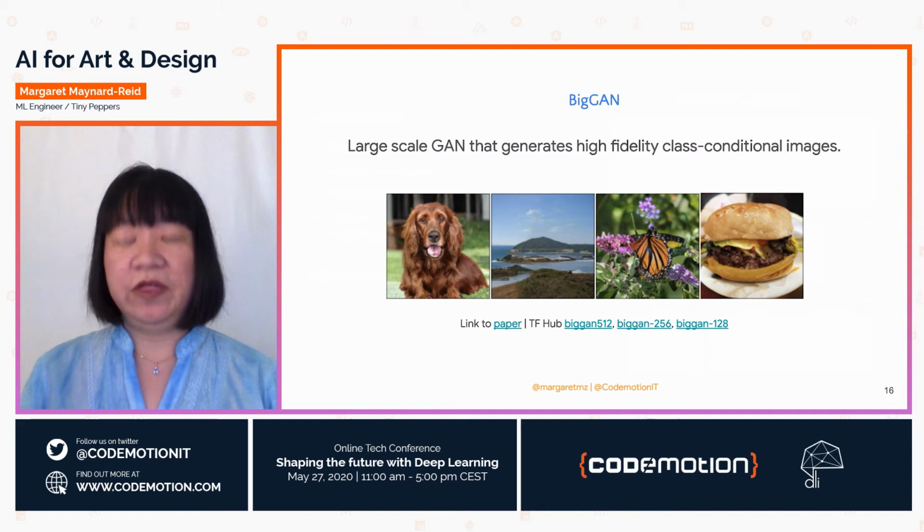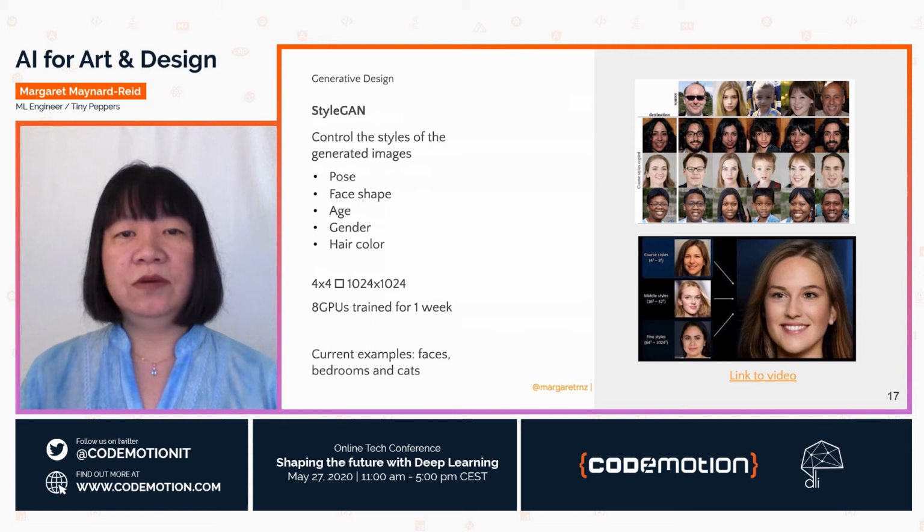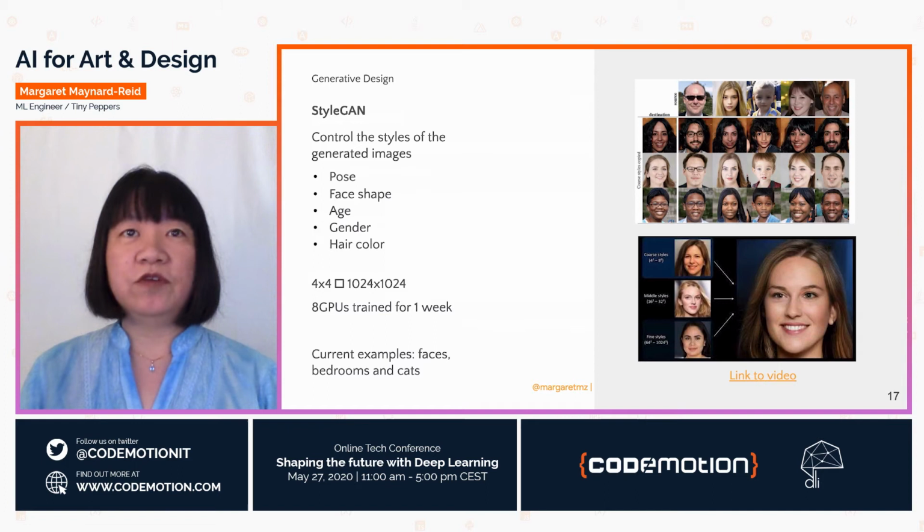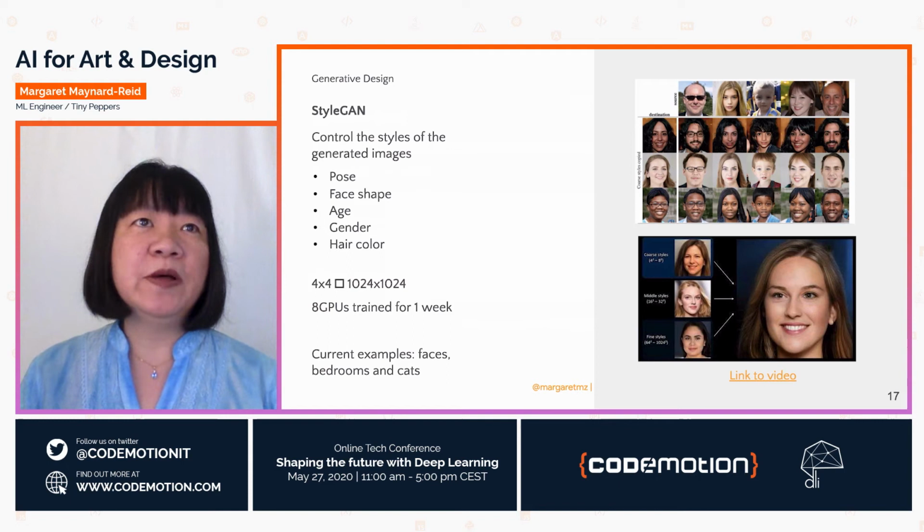One of the main challenges with GANs is that you don't have a whole lot of control over the images that you're generating. With the conditional GAN that I mentioned earlier, you can condition based on a particular class or perhaps a text or image. But in 2018, NVIDIA Research created StyleGAN, which allows more fine control of the image. For example, you can create faces based on particular pose, face shape, age, gender, hair color, etc.